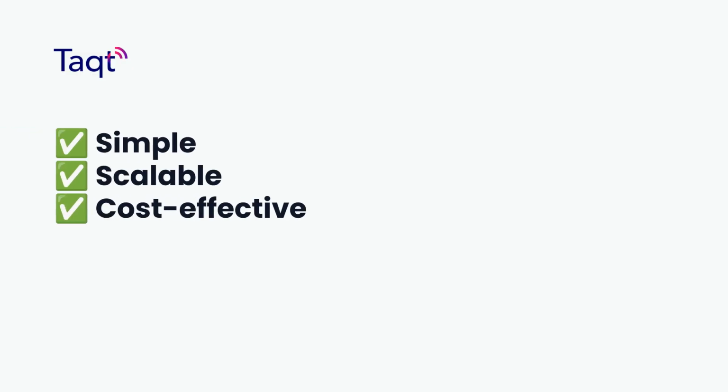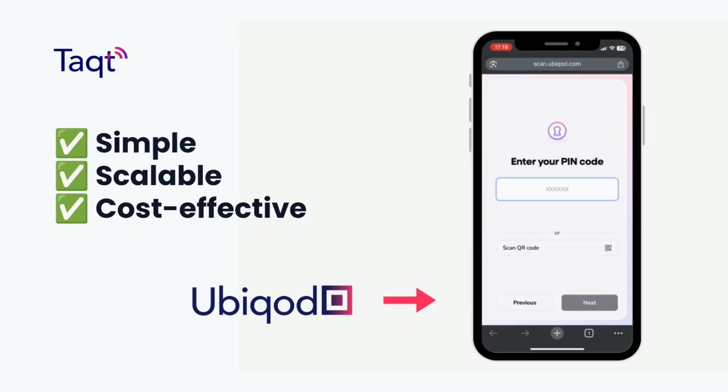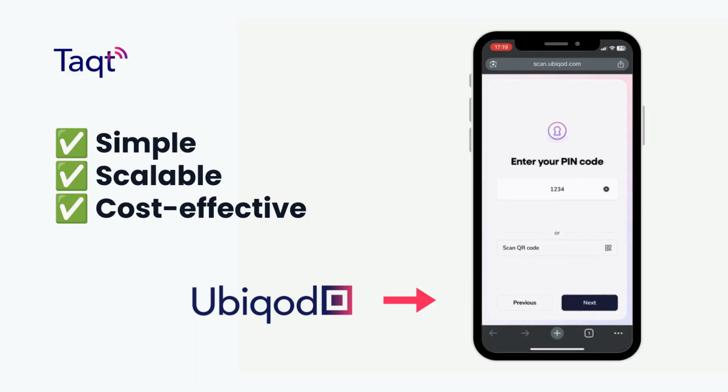Are you looking for a simple, scalable, and cost-effective way to track on-site check-ins? With Ubicode, you can create your first check-in point in just a few clicks and adapt it anytime without ever reprinting your QR code. Ready to see how easy it is?